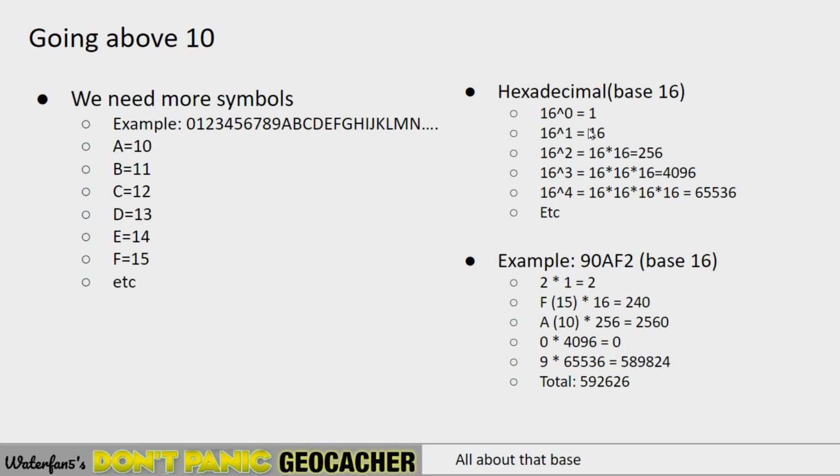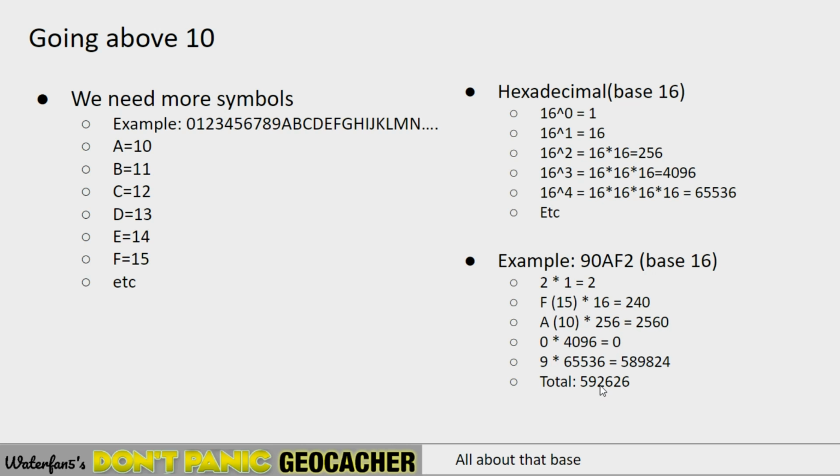So, for example, we can see a number that looks like this: 90AF2. And now we'll have to use the conversions that we did above, right? So we have, again, multiplications of 16. Those are the multiplication factors. But now we need to realize that if it's, for example, an F, it really means 15, and A means 10. So we get 2 times 1 is 2, 15 times 16, 10 times 256, etc., and we add those numbers.